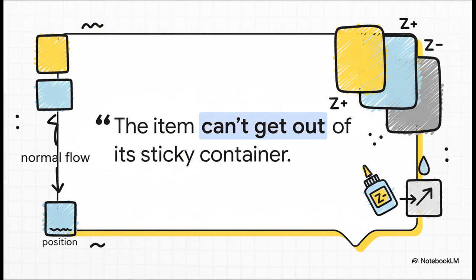And this is the most important thing to get about sticky positioning. As Elad Schechter puts it, a sticky element is basically trapped by its parent container. Yeah, it can stick to the top of the viewport as you scroll, but as soon as you scroll past its parent, that sticky element gets pushed up and away right along with it. It just can't escape its parent's boundaries.